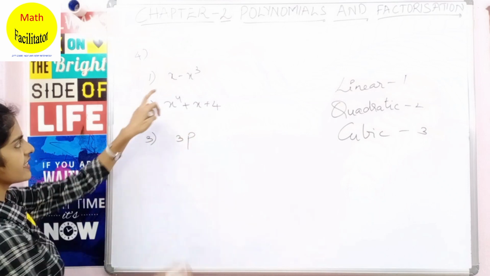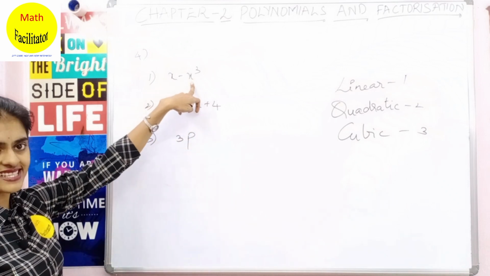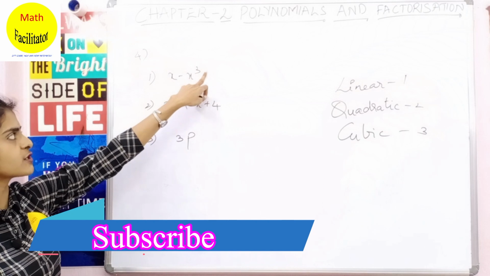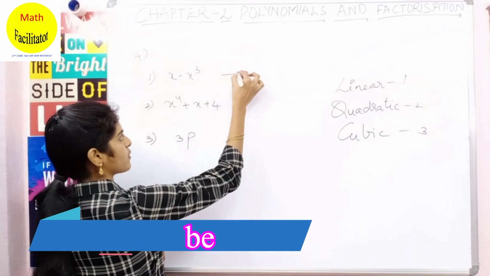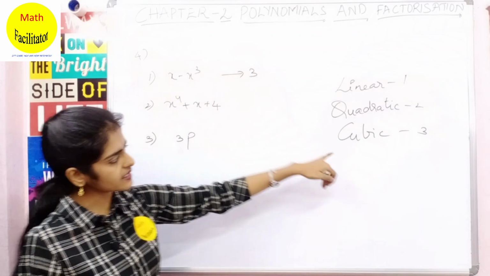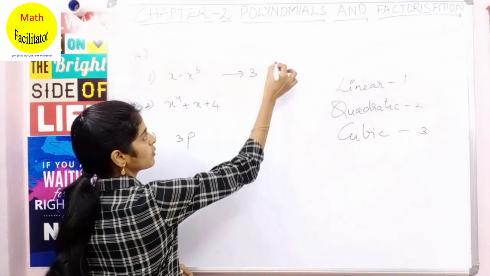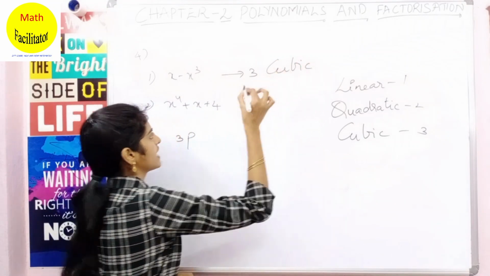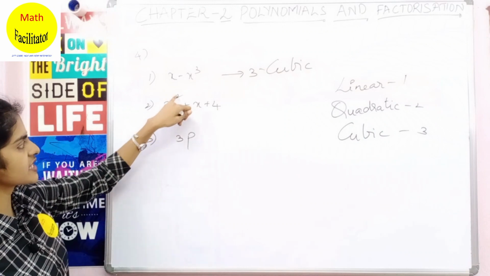Here you can see that there are two terms and the variable is x, and the highest power of x is what? It is 3. So the degree of this polynomial is 3. Since the degree is 3, it is a cubic polynomial. Clear? Now in the next question, it is x square plus x plus 4.